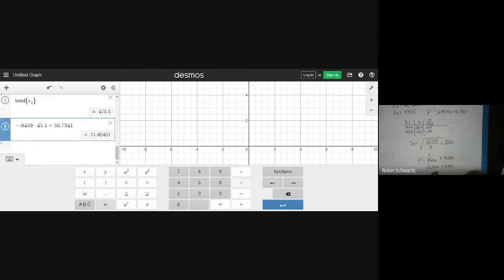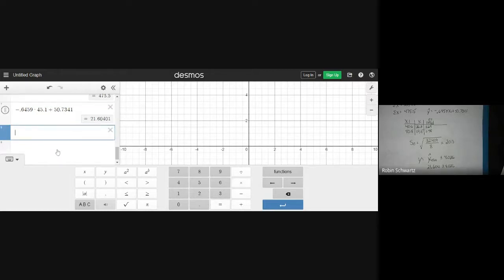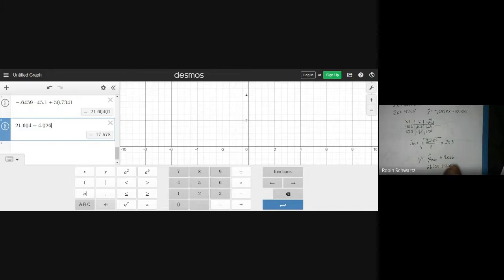So I can add, I'll write in my head, that's a 10, that's a 3, that's a 6. And then I just have to subtract 21.604 minus the 4.026. And I'll be done. 17.578. There it is.